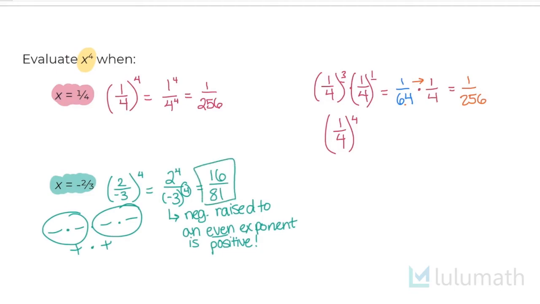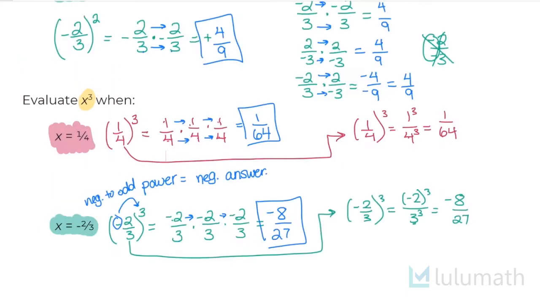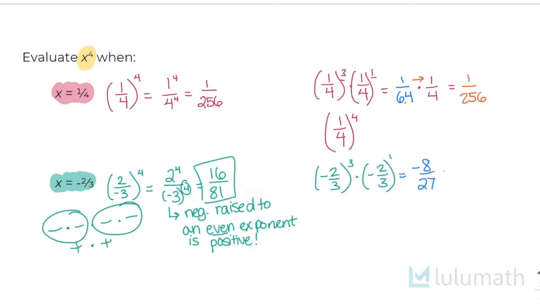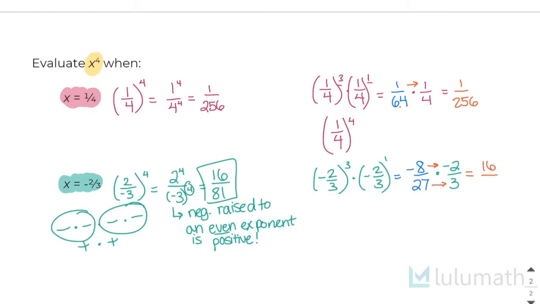Or like we did up here in this example, we could also take negative 2/3 raised to the power of 3 and multiply that by negative 2/3 raised to the power of 1. And here we got negative 2/3 raised to the power of 3 was equal to negative 8 over 27. And then I can multiply that by another negative 2/3. And when I multiply across, negative 8 times negative 2 is positive 16. And then 27 times 3 is positive 81. So that's how I get 16 over 81.